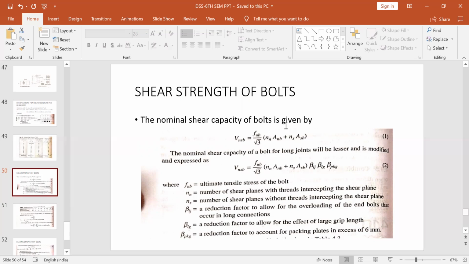Now in this formula, what is f_ub? f_ub is the ultimate tensile stress of the bolt that you will get from the table. For a 4.6 grade bolt, what is the yield stress?